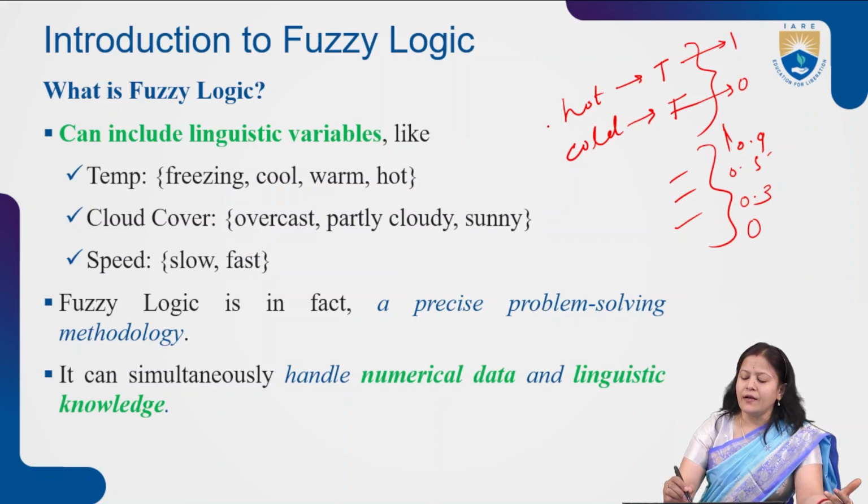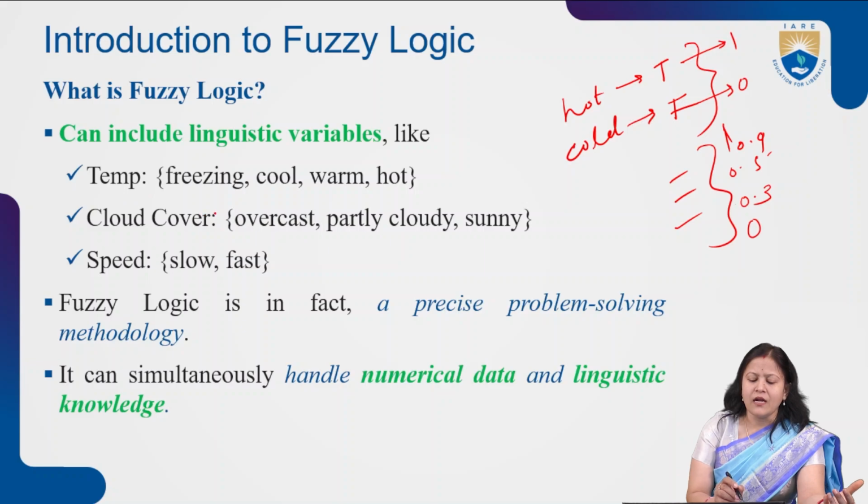Suppose I say it is hot. We can take the same example of temperature. Here you can see temperature, we can say freezing, or temperature is cool, temperature is warm, and temperature is hot. So for hot, the fuzzy logic can assign the value 1, whereas for freezing it can assign the value 0, because these are the threshold values 1 and 0.